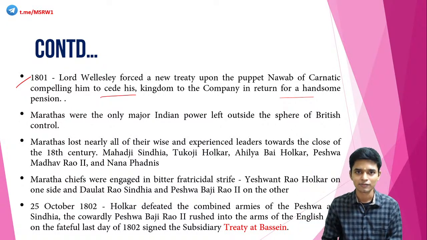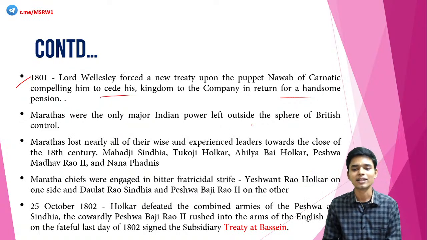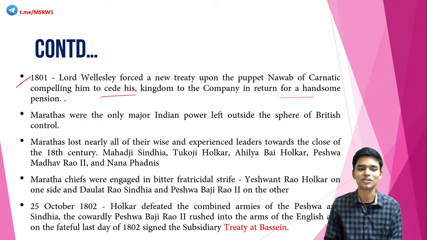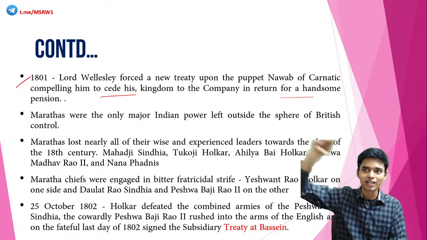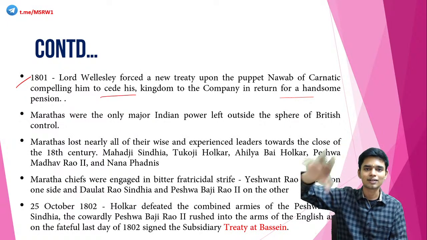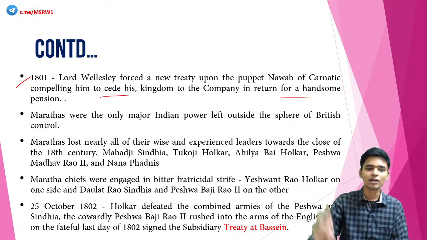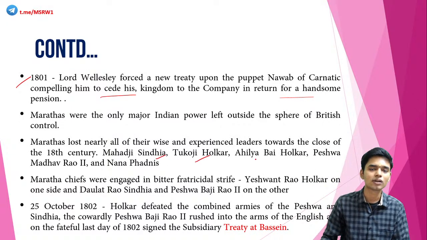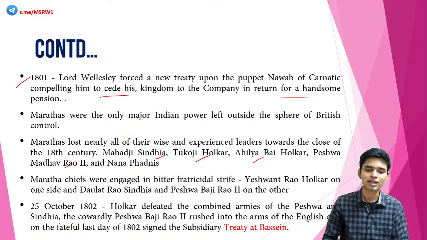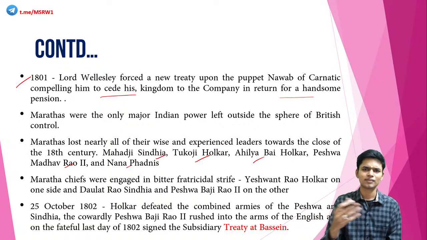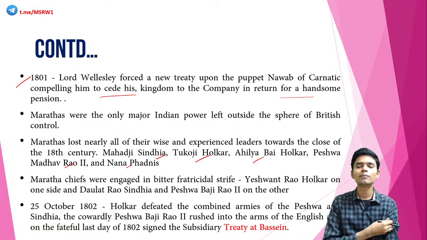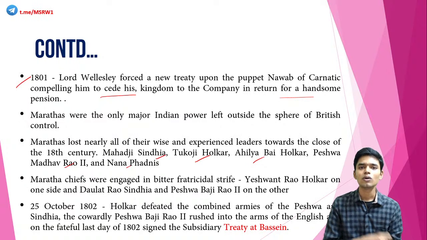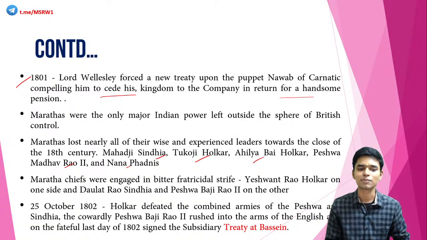Marathas were the only major power in India that was left outside the sphere of British control. But with the Treaty of Salbai, using that 20 years of peace, the British made sure that the Marathas declined themselves. The prominent leaders of the Marathas such as Mahadji Scindia, Tukoji Holkar, Ahilyabai Holkar, Peshwa Madhav II, Nana Fadnis, everybody died of natural causes or whatever by 1800. By 1800 there was nobody in Maratha power who could lead an army mighty enough to destroy English power in India.